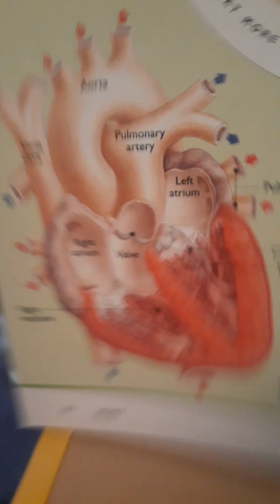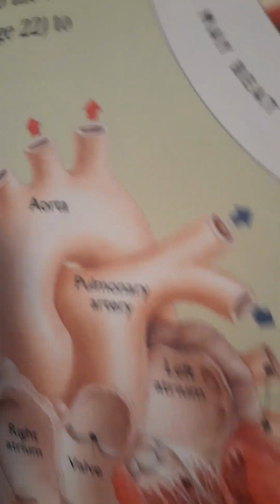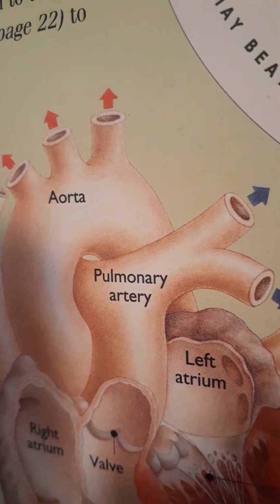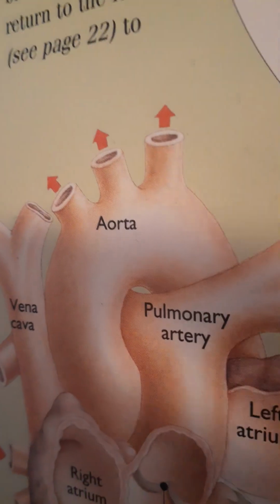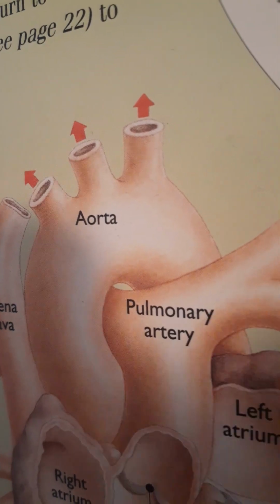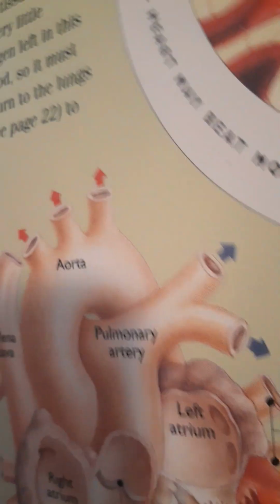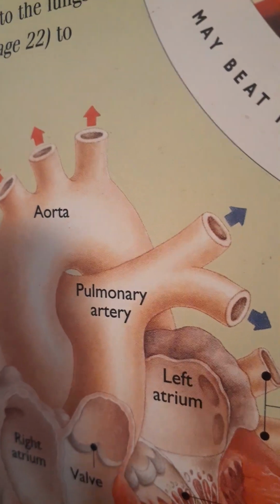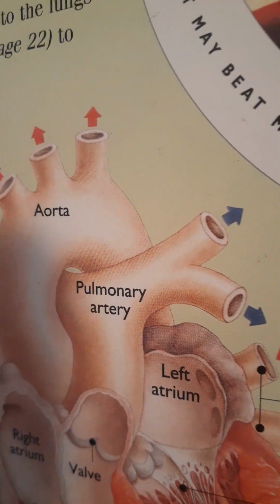Then the second one is the ductus arteriosus. And that one is between the aorta and the pulmonary artery. So the aorta, this part here, is the main branch of the aorta that is sending blood from the heart to the rest of the body. The pulmonary artery is doing the comparable, but it's pumping blood from the heart to the lungs.